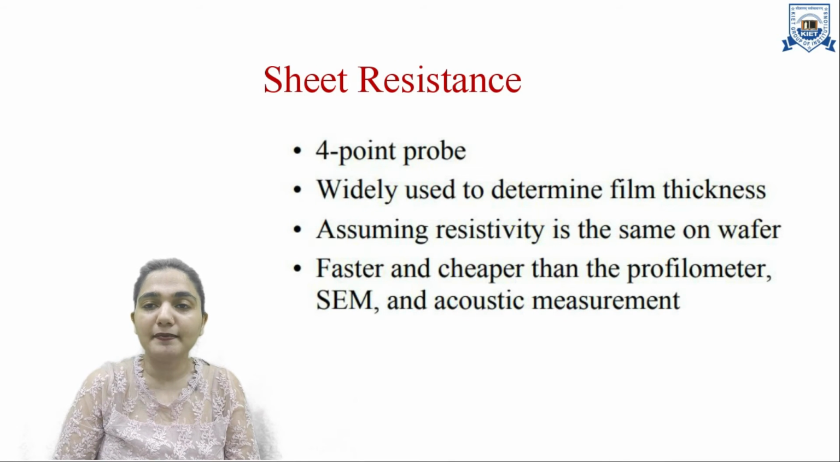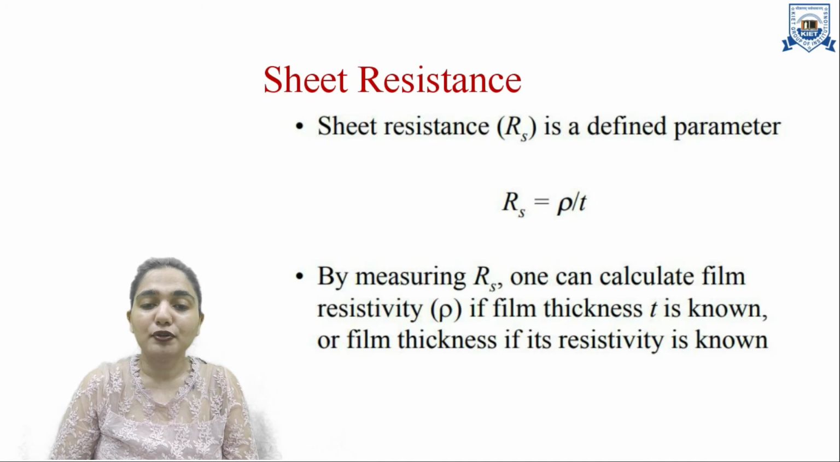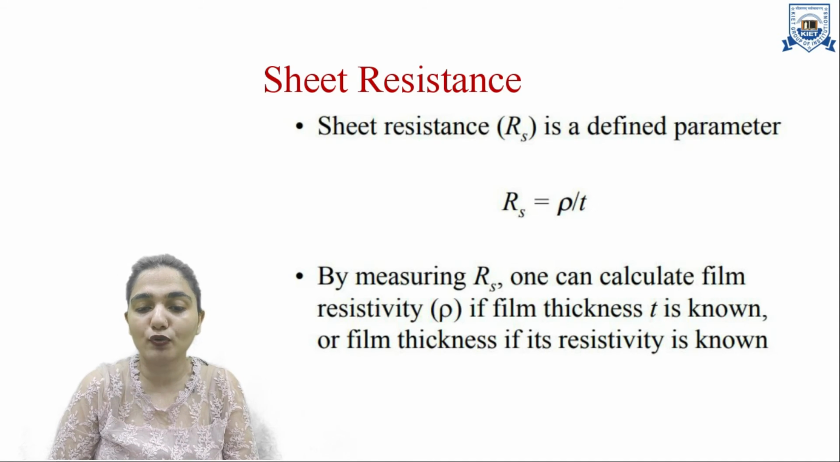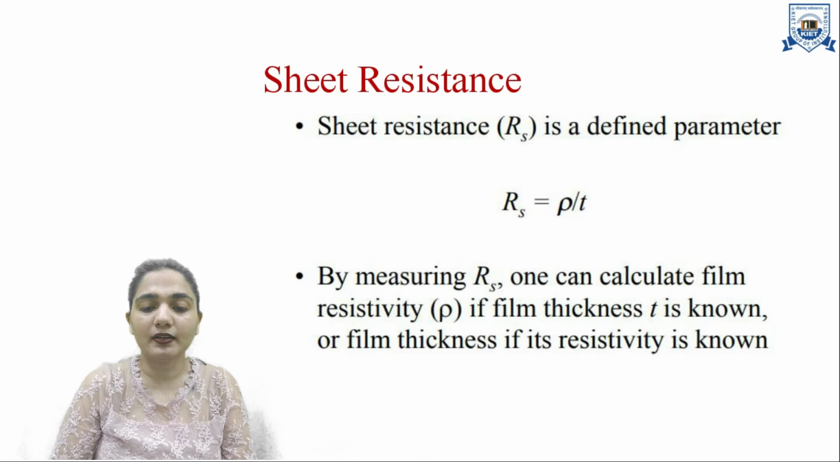Now sheet resistance can be calculated using the 4-point probe. It is widely used to determine the film thickness. It assumes resistivity is the same across the wafer. It is faster and cheaper than the profilometer, SEM and acoustic measurements as well. So I already told you it's a widely used technique. Now sheet resistance is defined by the parameter RS equal to rho upon T. By measuring RS, one can calculate the film resistivity if film thickness T is known. If resistivity is known, then we can calculate RS.